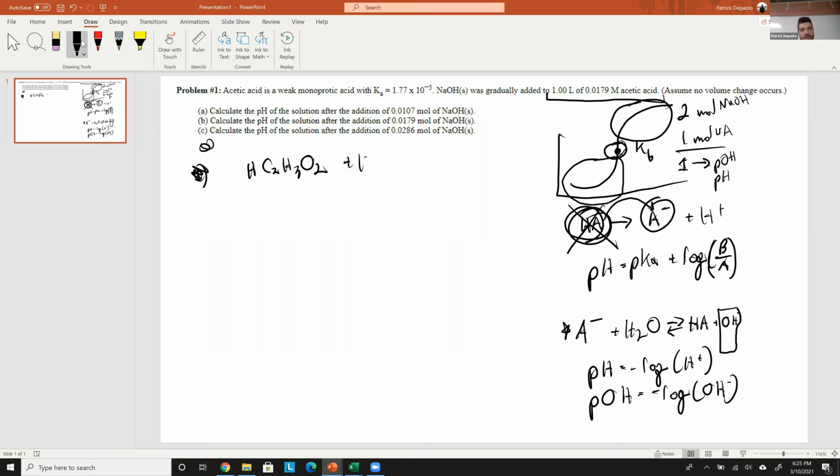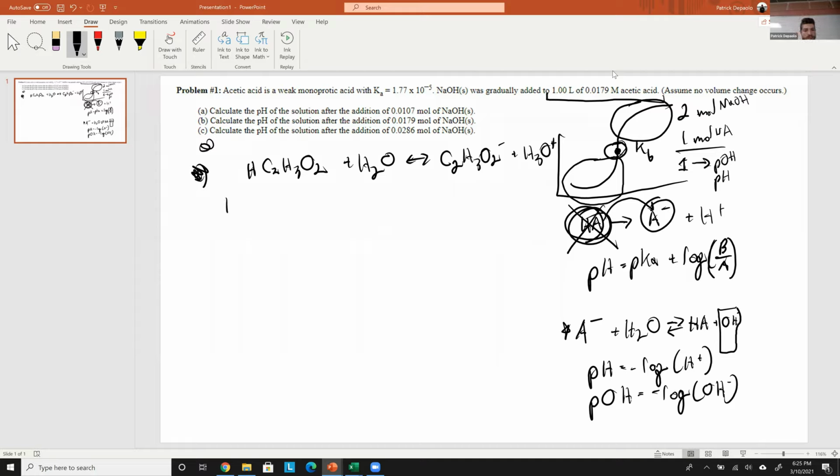HC2H3O2 plus water yields C2H3O2 minus plus H3O plus. Okay, now our initial concentration is 0.0179.